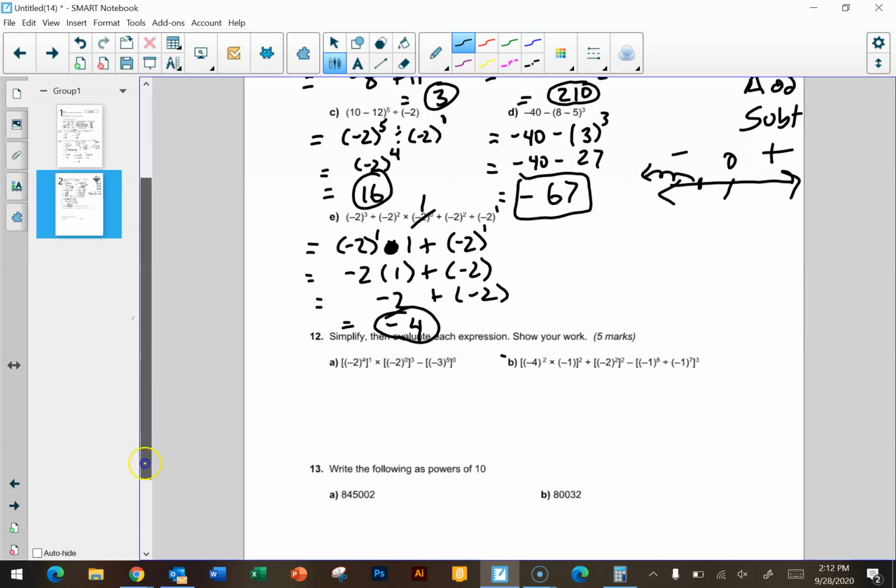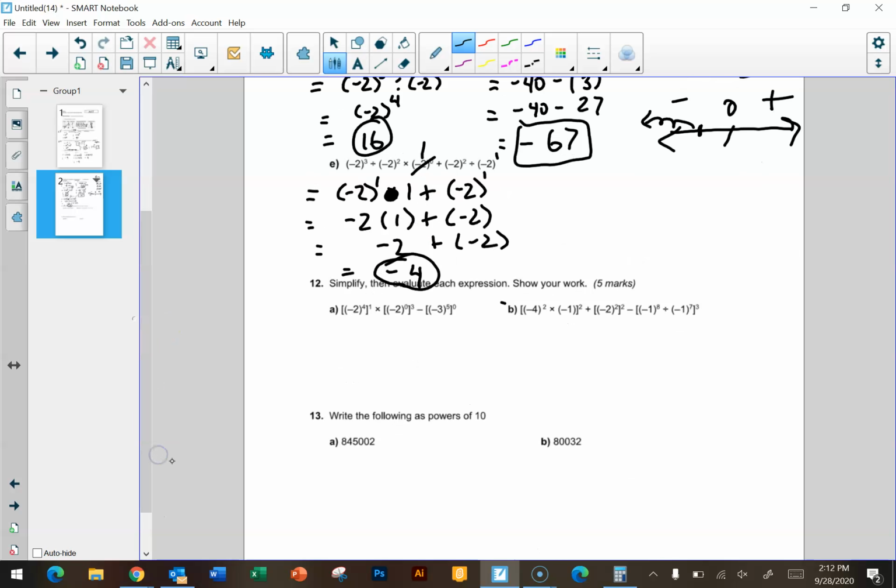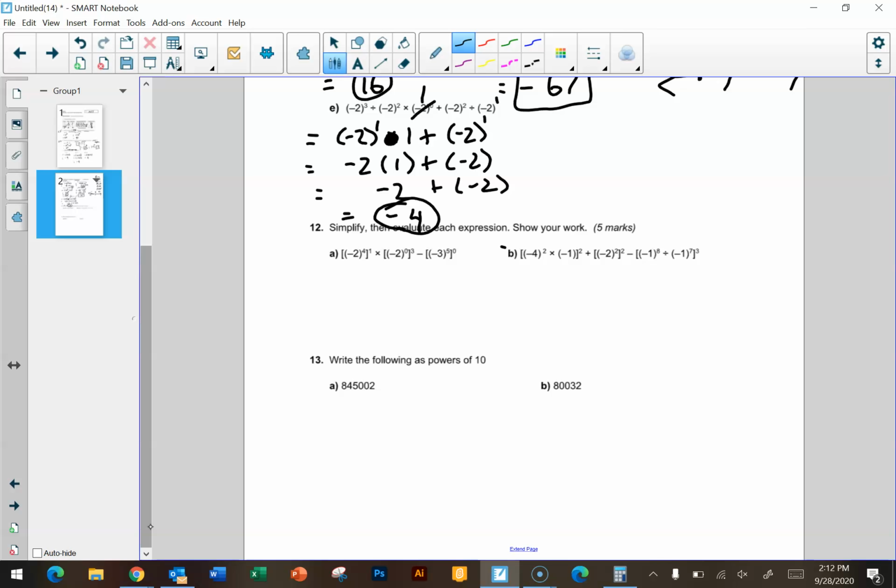Hey, further on down: simplify, then evaluate each expression. It means we're going to take it all the way down to our standard number, just like we have been doing above. See if you can make your life easier. Look for 0 exponents. There's 1. The 0 is touching this big set of brackets, so this whole thing cancels out to be 1. That makes our life a little easier.